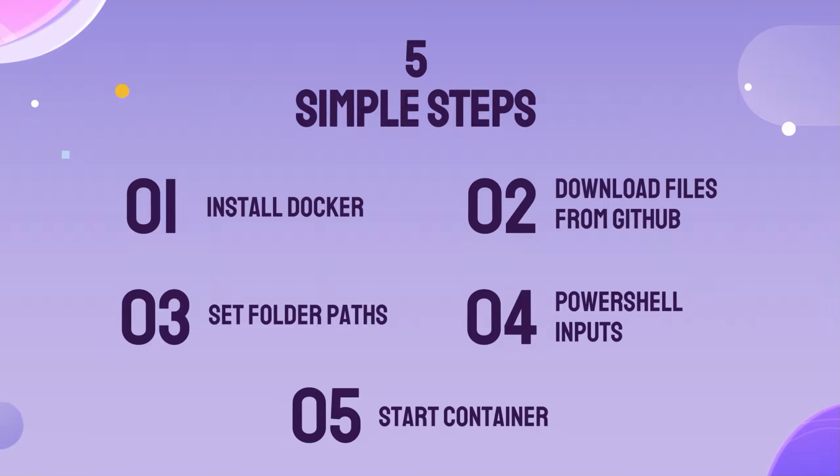Then we will download 3 files from GitHub that you will need for the Paperless installation. We will set up the necessary folder path and customize a file. After that, we will start the installation in Windows PowerShell. And finally, we will start the container. Every entry and change I make will also be available in the video description below, so you don't have to type anything yourself, you can just copy everything from there and avoid typos.